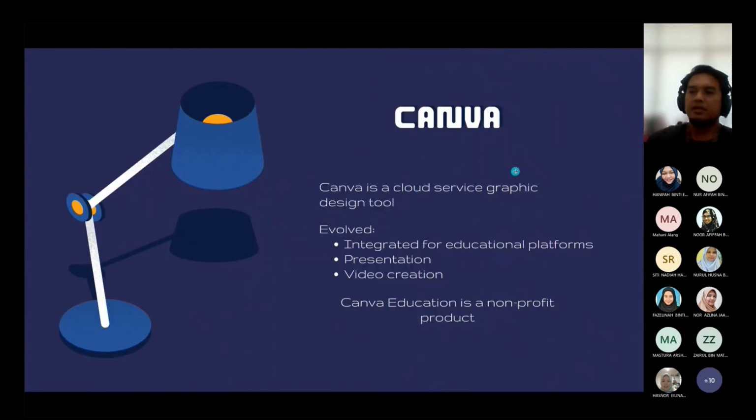Right. So I think everyone knows by now that Canva is a cloud service graphic design tool. So it can only be used online, even if you download the app to be used on Windows. It can only be used if you are online. All right. It started as just a graphic design tool, and then later on it evolved to be integrated for the educational platform.